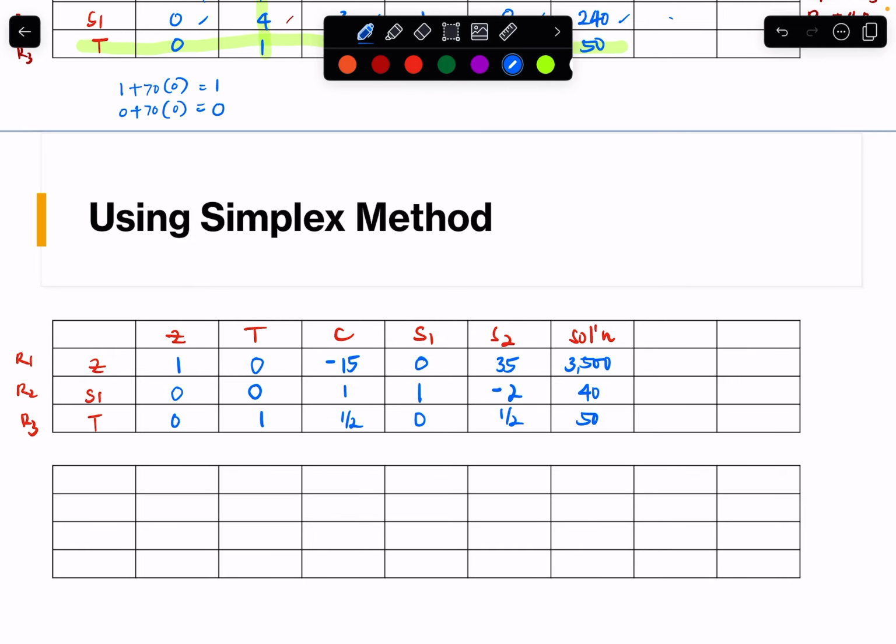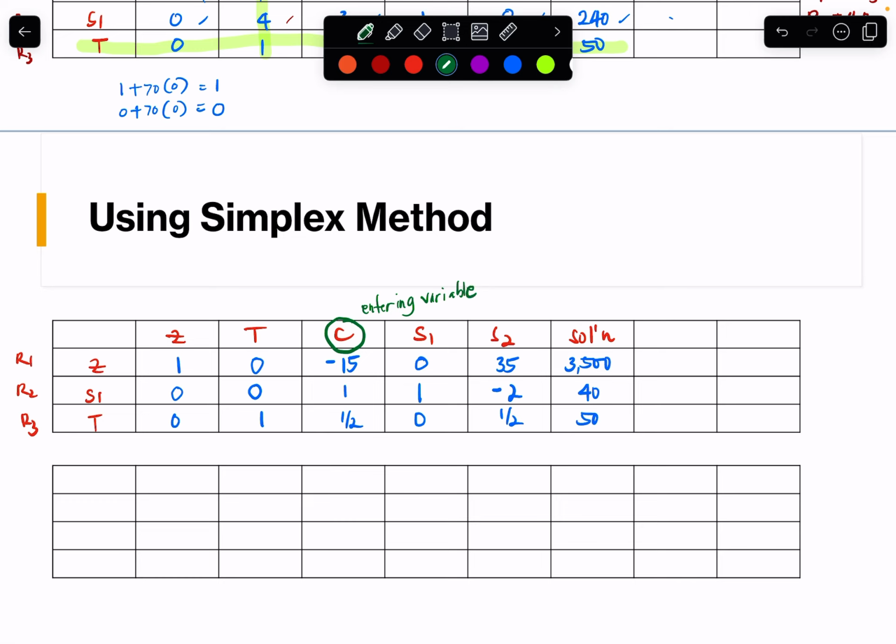So are we going to stop now? Okay, we have to check our objective function. Is there still a negative coefficient? Okay, we still have a negative coefficient, which is for the variable c. So variable c now will become our entering variable.